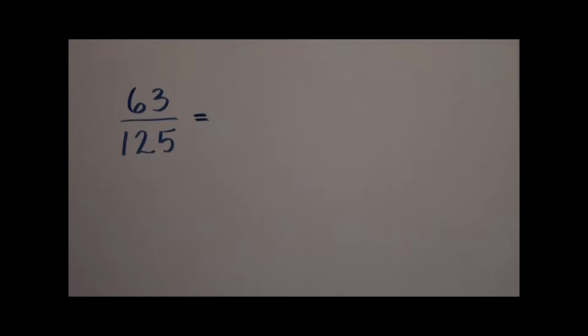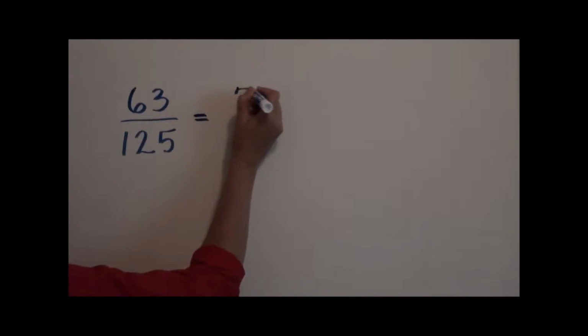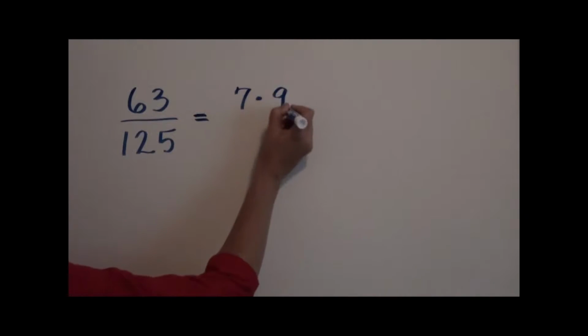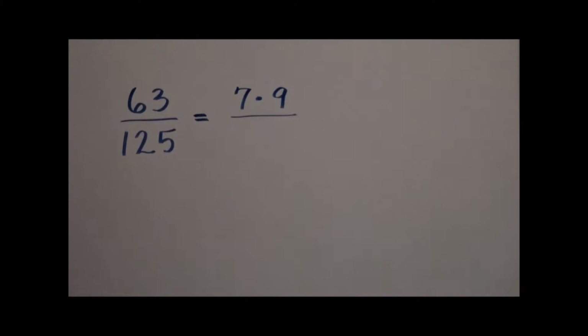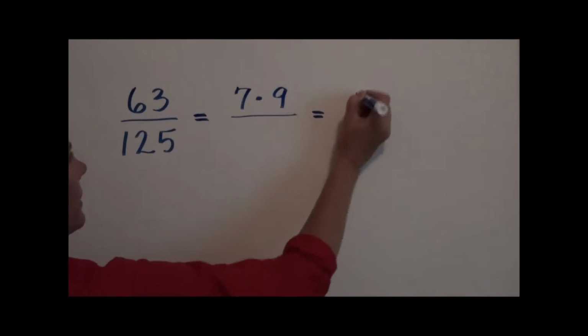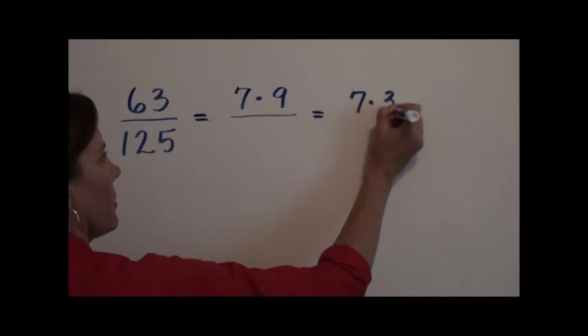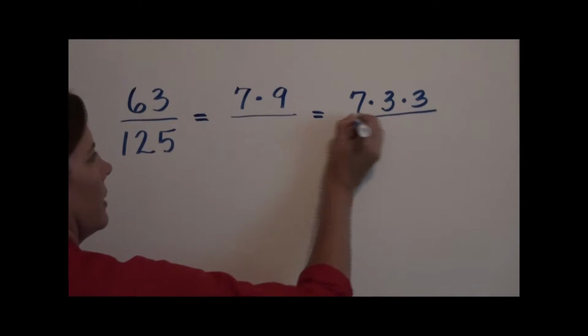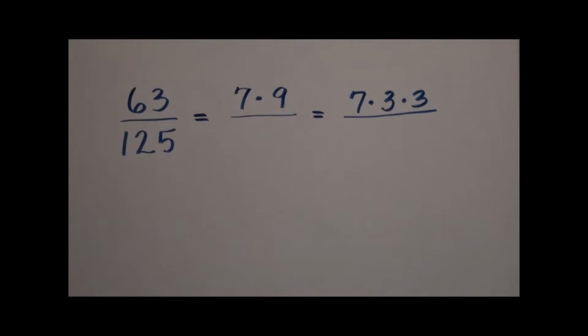When you prime factor a number, you write it as a product of prime numbers. So you start with something you know. We know that 63 is 7 times 9. But 9 is not a prime number because it's equal to 3 times 3. It can be factored again. So we write that as 7 times 3 times 3. And now 63 is prime factored because 3 and 7 are both prime numbers. There's nothing we can do to break that down any further.